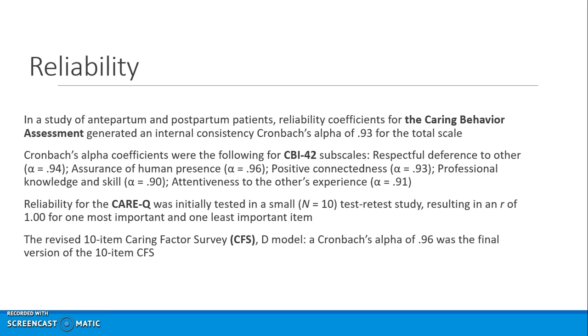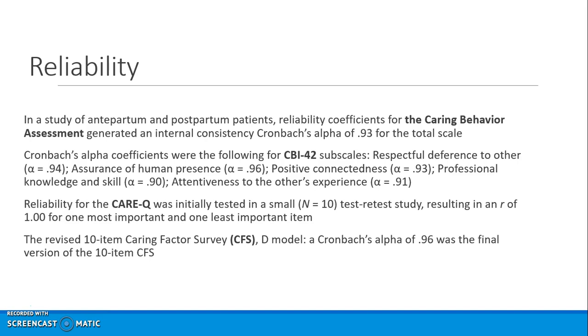In a study of antepartum and postpartum patients, the reliability coefficient for the caring behavior assessment got a Cronbach's alpha of 0.93 for the total scale. When you're looking at the CBI 42, you can see that the subscales' Cronbach's alphas are reported, and all of them are really high, which means that maybe you want to decrease the number of items, which was done later.